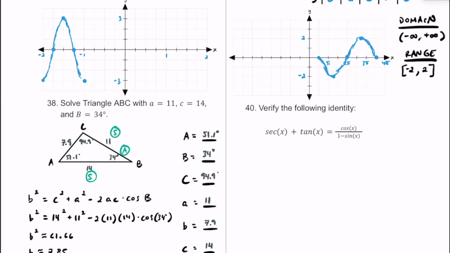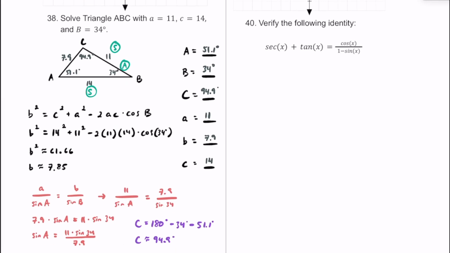All right, here's one final problem for this review on Algebra 2. For number 40, we're going to go ahead and verify a trigonometric identity. So we're going to try and prove that this left side is the same as the right, or the right side is indeed the same as the left. So here we have secant of x plus tangent of x must be equal to cosine of x over 1 minus sine of x.